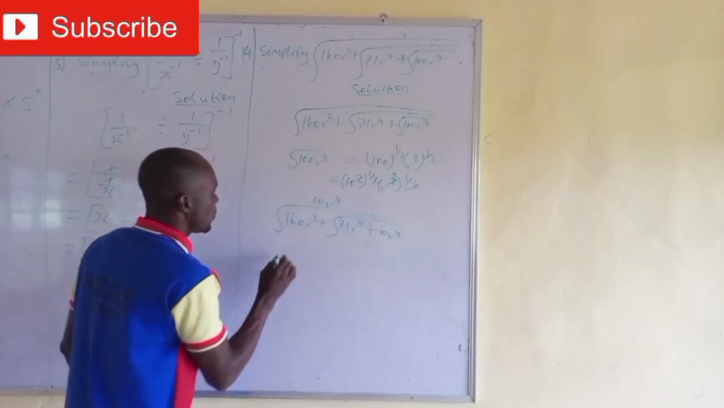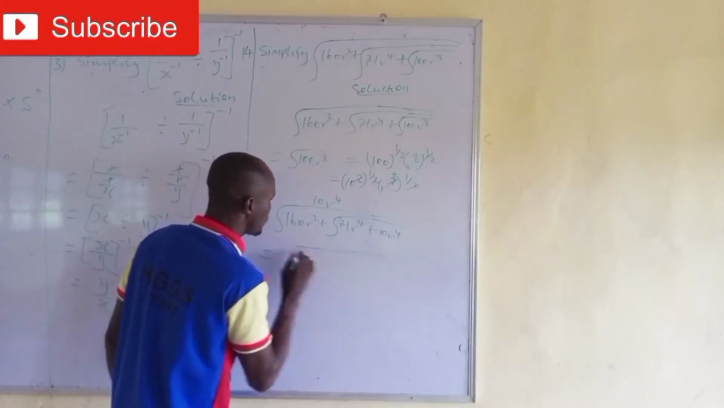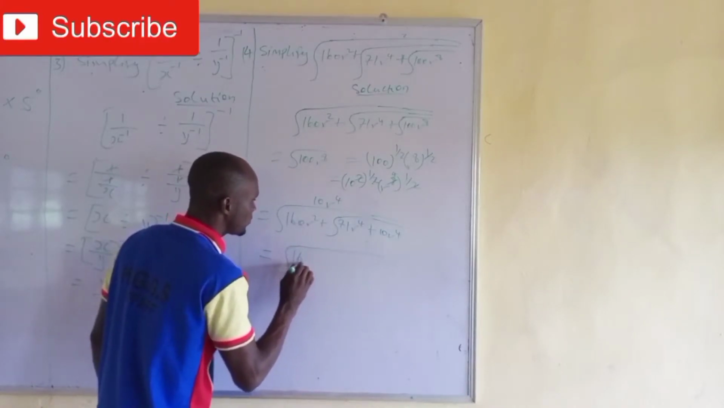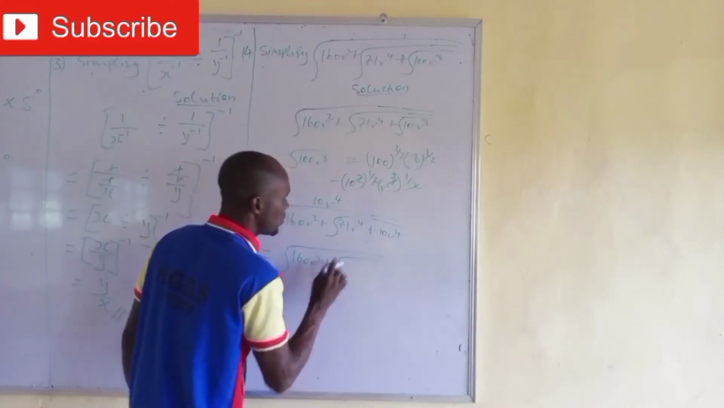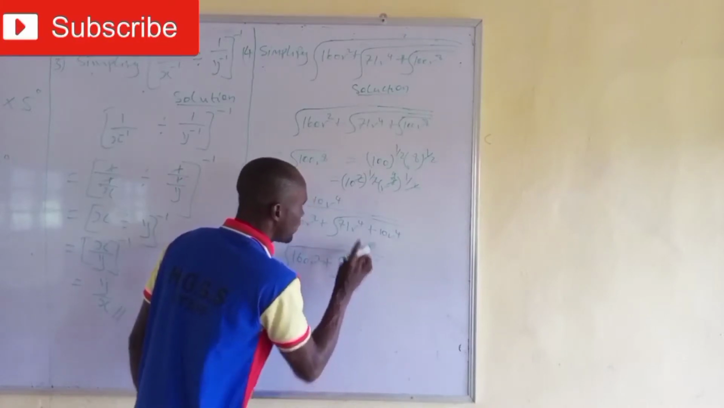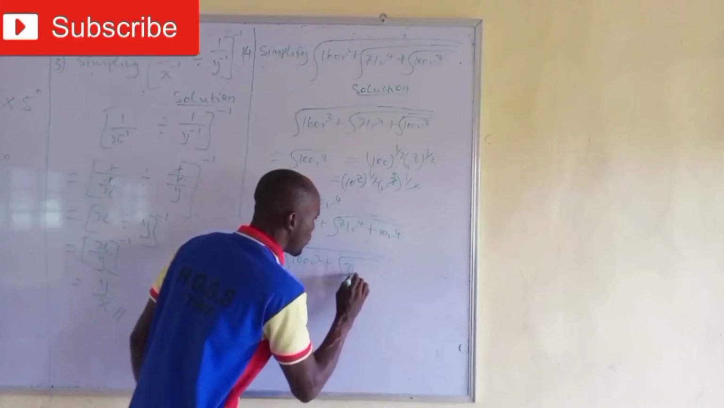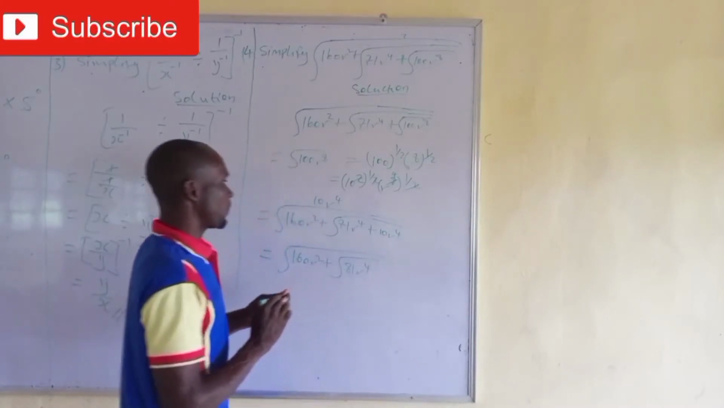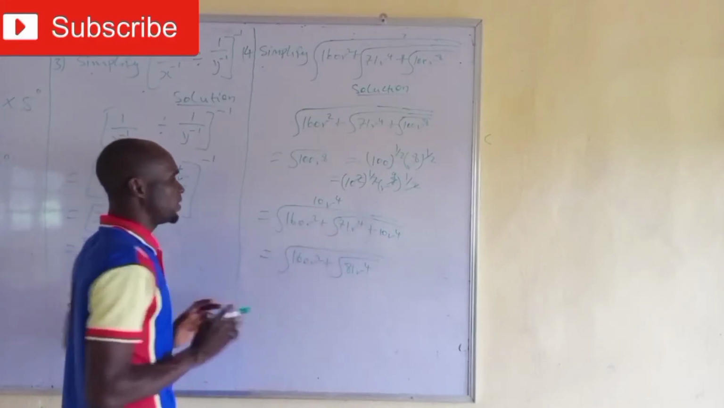Now let's continue. You just bring down your equal to. We have the square root of 160r^2 plus the square root of, so this plus this will give us 81r^4. Because this r^4 and r^4 are the same, so you just put only one r^4. Now you see that we have already added them.